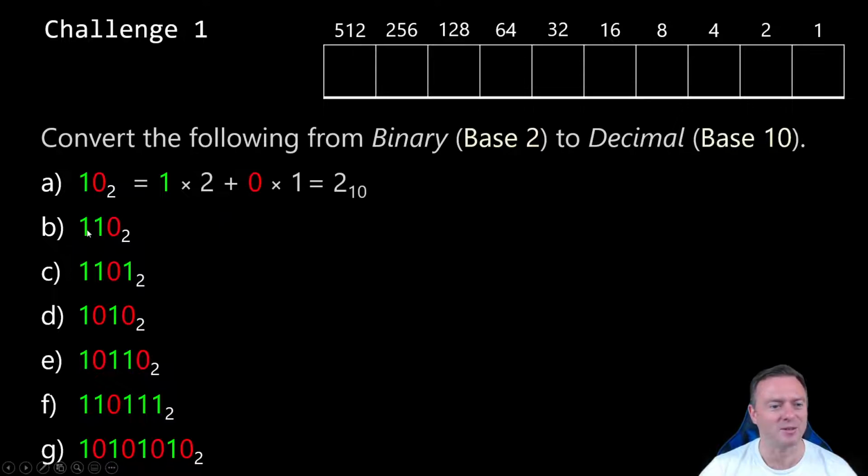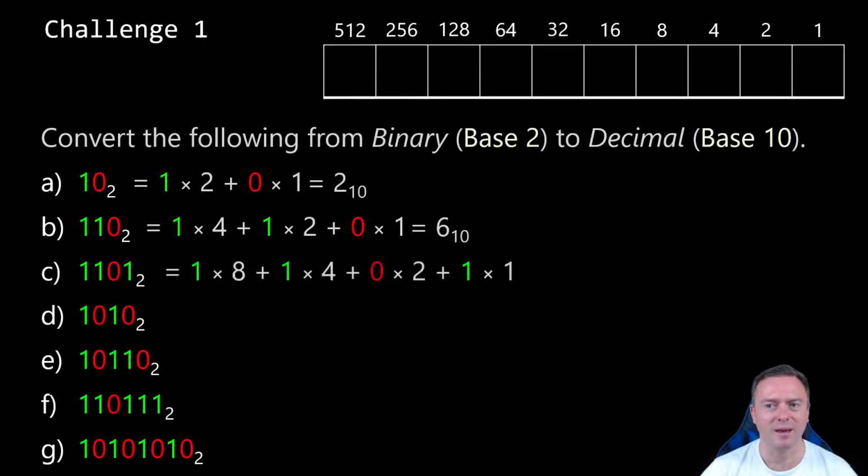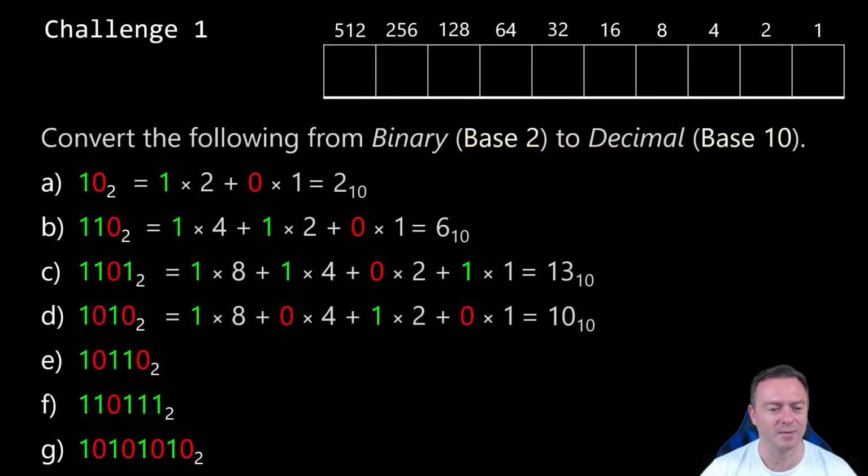Awesome. Welcome back. So if you got 1, 1, 0, that means I've got a 4 and then a 2. So I have 1 lot of 4, 1 lot of 2, no 1s, and then that equals 6. So 110 in binary is the same as 6. 1, 1, 0, 1, if we put those in the columns, that means I'll have 1 lot of 8 plus 1 lot of 4, no lots of 2, and 1 lot of 1, which equals 13. 1, 0, 1, 0, it's 1 lot of 8, 1 lot of 2, so that adds together to give you 10.